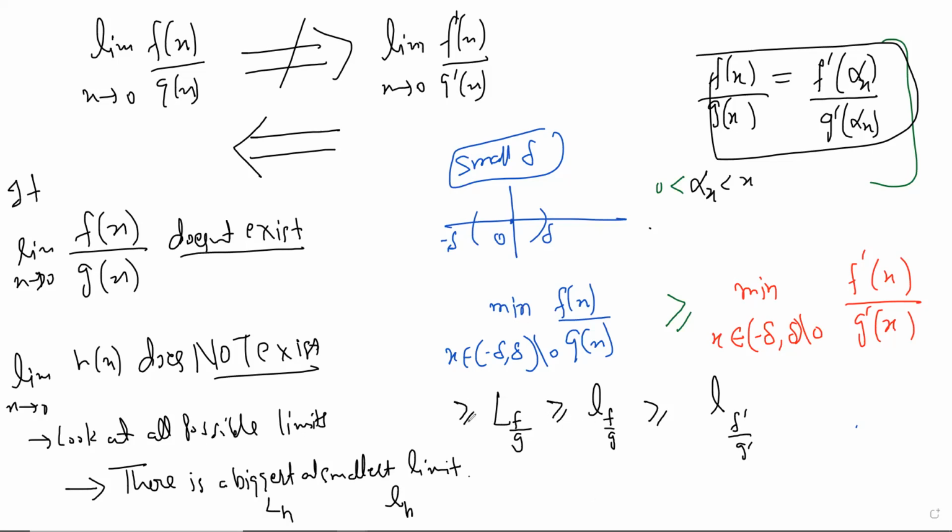And now symmetrically, just like we showed, the minimum of f(x) by g(x) is bigger than the minimum of this. The supremum or the maximum will be less because you're taking the maximum over a smaller set. Just like taking minimum over a smaller set increases the minimum, taking maximum over a smaller set obviously decreases the maximum, right? So this will be less than the biggest limit of this.